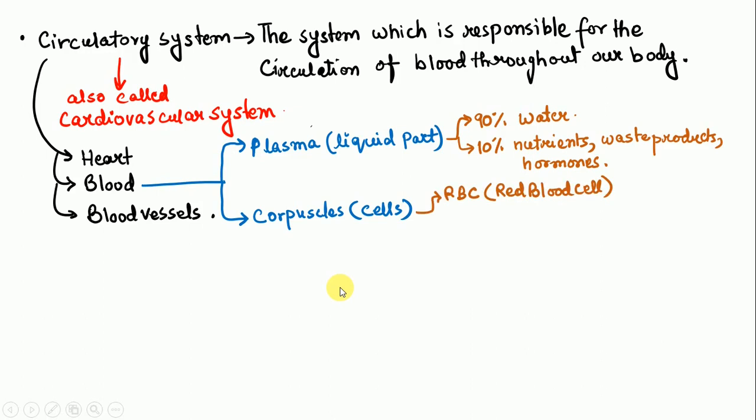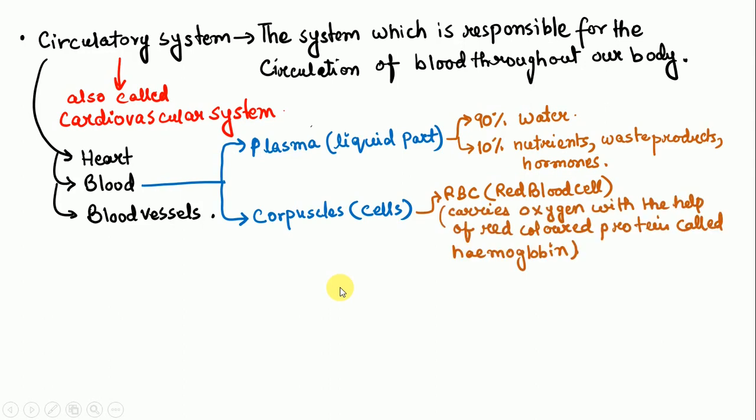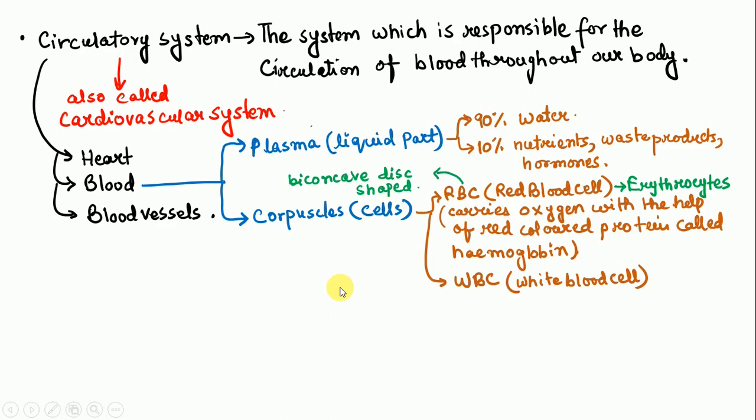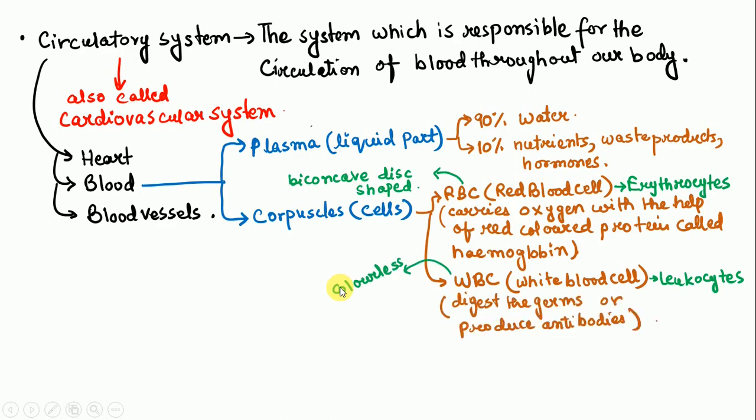The first is known as red blood cell. The red blood cell is called red because it contains a protein which is known as hemoglobin. It is also called erythrocytes. The main function of RBC is to carry oxygen, and this oxygen binds with the hemoglobin and helps in the transport. The shape of RBC is biconcave disc shaped. Second is WBC, which is known as white blood cell, and we call it leukocytes also. The main function of WBC is to digest the germs or produce antibodies. We will see what antibodies are. And these WBC are colorless.